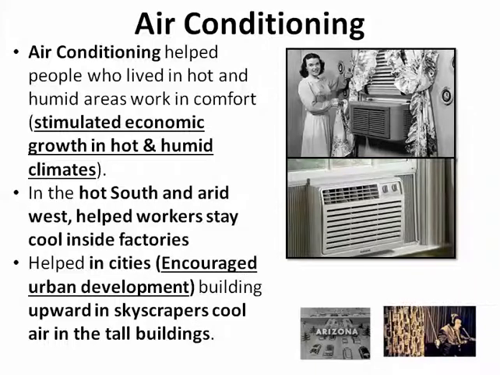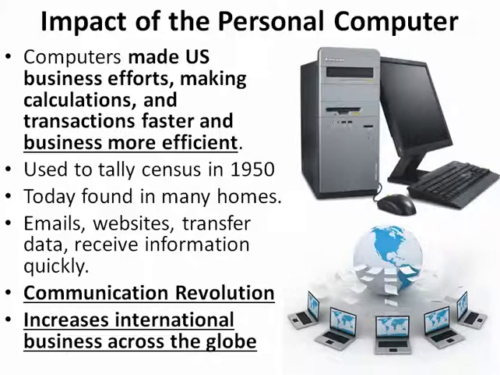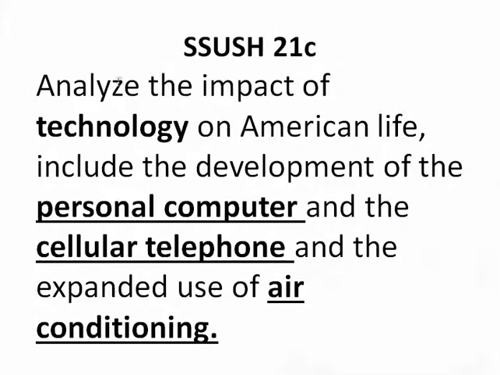Alright, so we got air conditioning, we have the cellular phone, and we've talked about the personal computer. That's going to end us up on 21C. Analyze the impact of technology on American life, including the development of the personal computer, the cellular phone, and the expanded use of air conditioning.